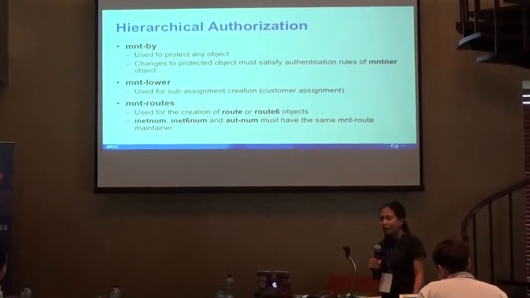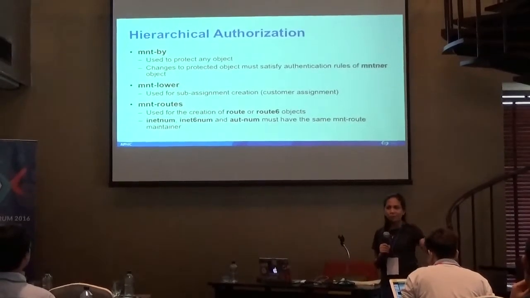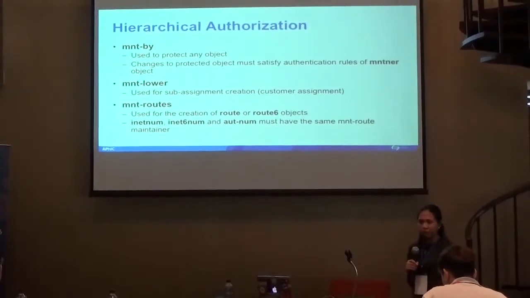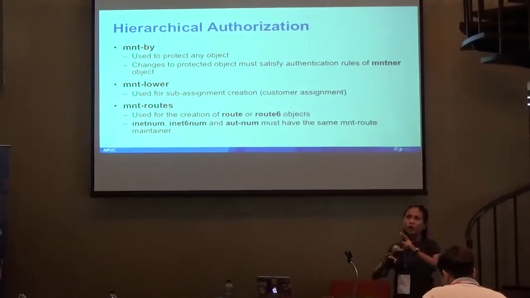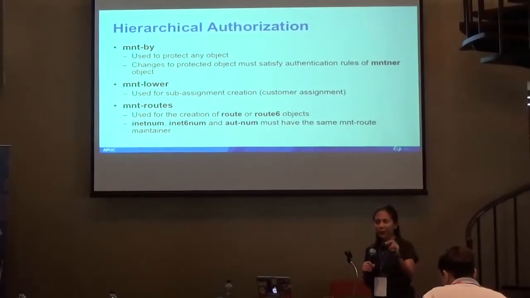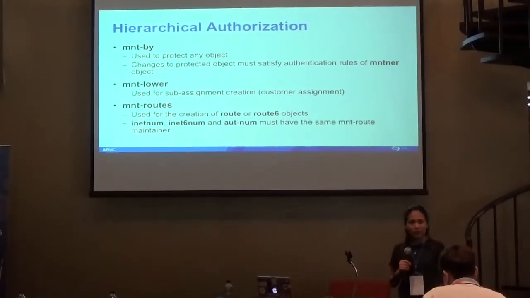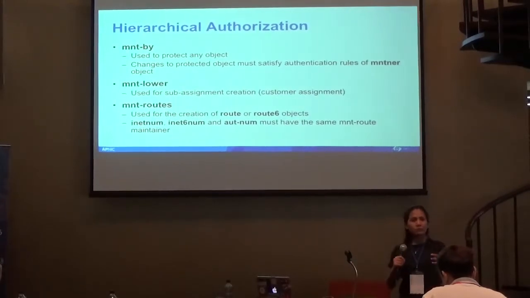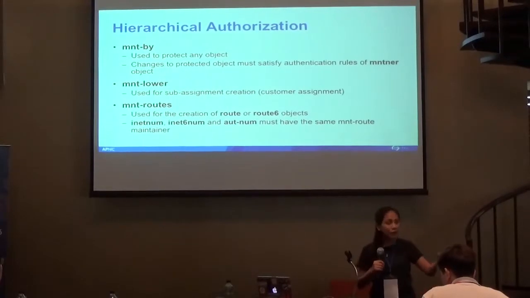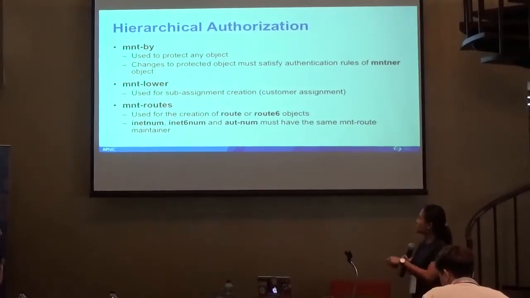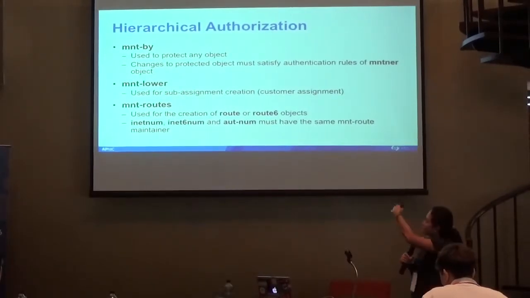So, hierarchical authorization. You've seen those three types, mnt-by, mnt-lower, and mnt-routes. What are the differences between them? In most of the objects, you might just see a mnt-by field. Maybe not all the others. But if it's a block that's been delegated to you and can be further delegated to your customer, maybe it's an allocated block, then it's possible to have a mnt-lower attribute.